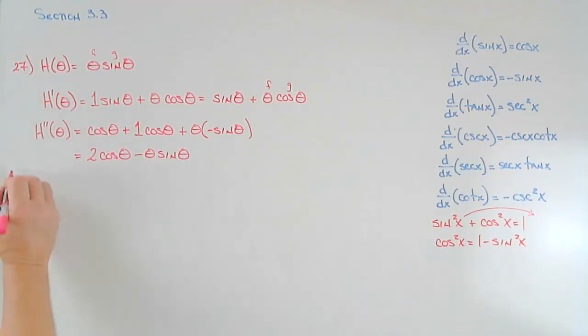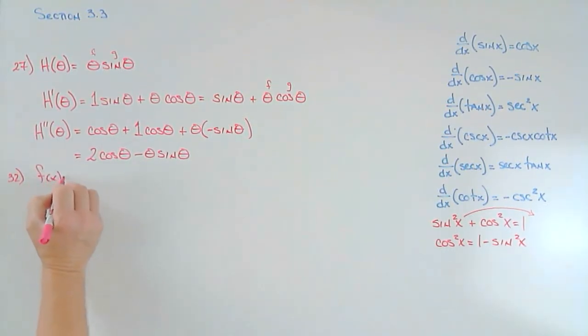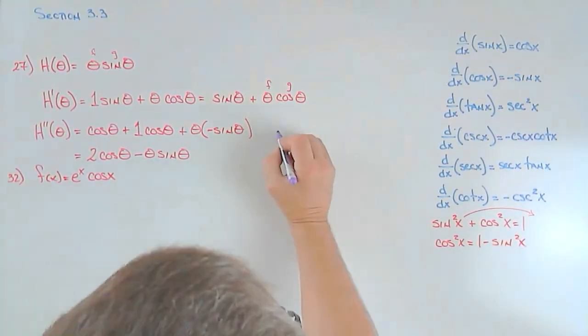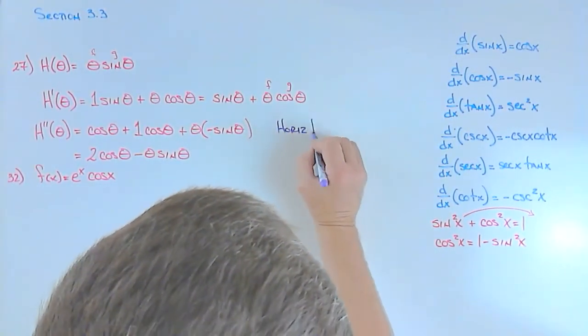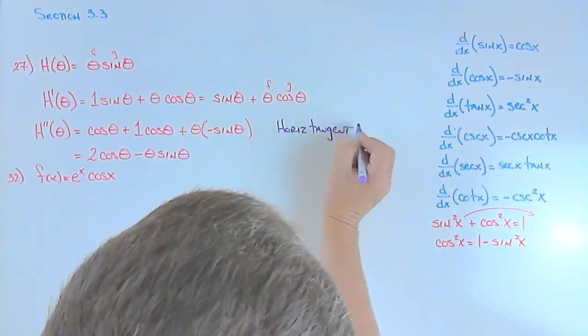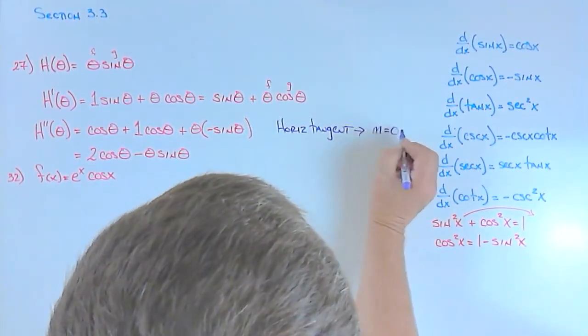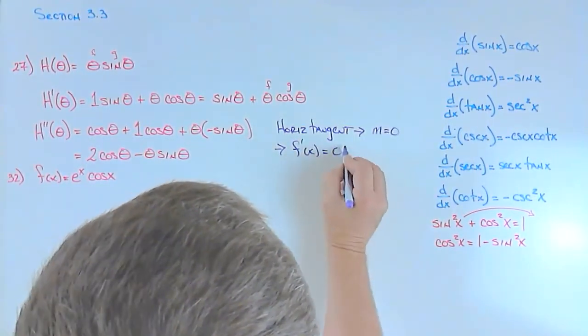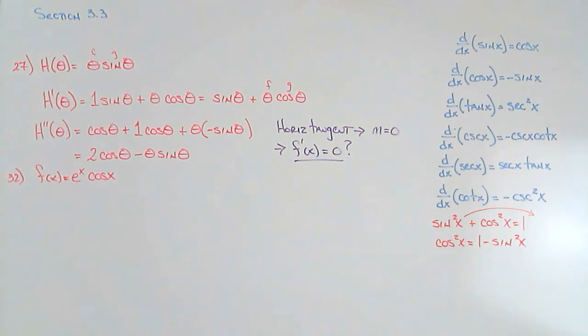What about 32? All right, 32. We can squeeze 32 down here, I think. 32 says, for what values of x does the graph have a horizontal tangent? So f of x is equal to e to the x cosine x. Now you and I, we have to translate it. Horizontal tangent means slope equals 0, i.e. they're asking us, when does f prime of x equal 0, right? That's our question. So to find that, we first have to find the derivative.